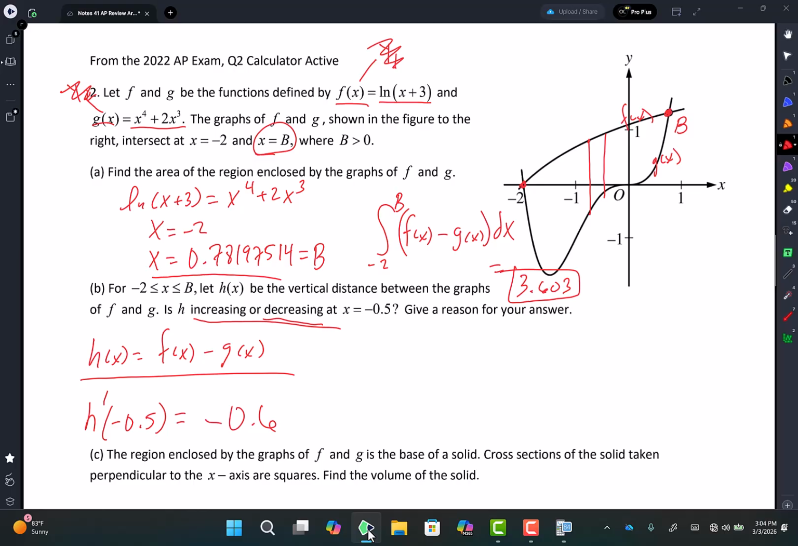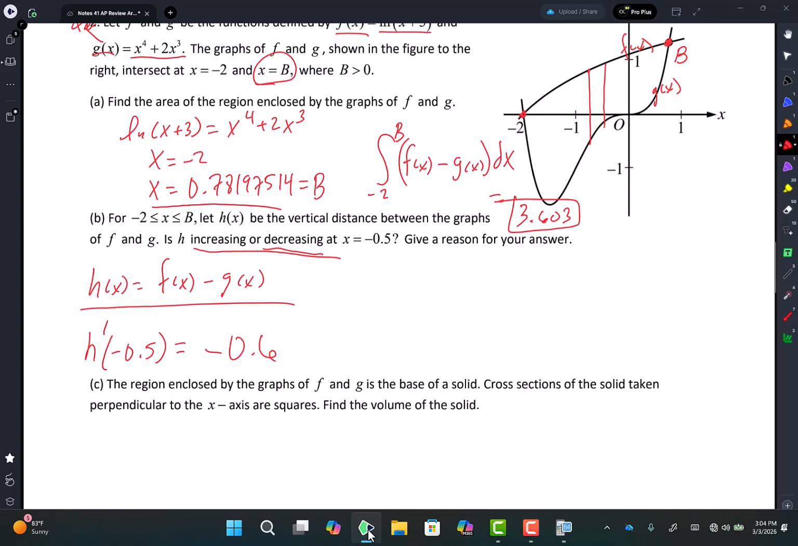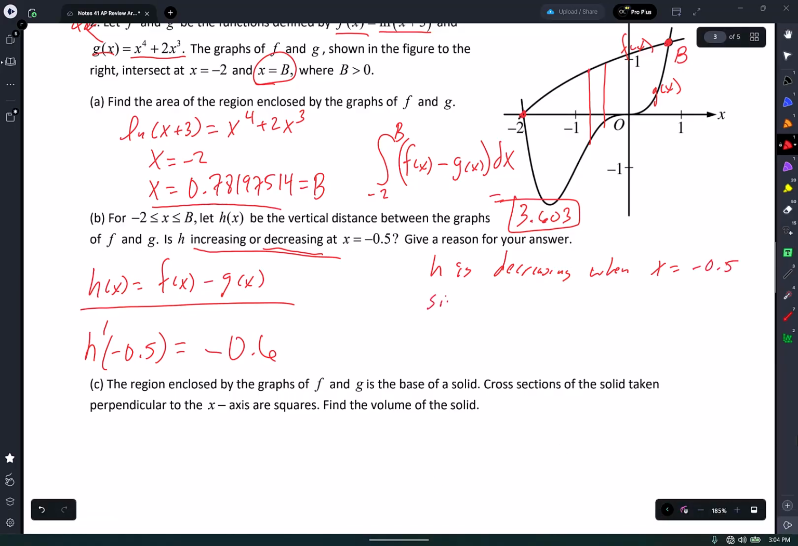What's happening? Yeah, because h prime is negative at that moment. So you're going to say h, and make sure you tell it at what time, guys. H is decreasing when x equals negative 0.5, since h prime of negative 0.5 is negative. There it is. Perfect. Full credit. H is decreasing when x is negative 0.5, since h prime of negative 0.5 is negative. How do we feel? Okay.